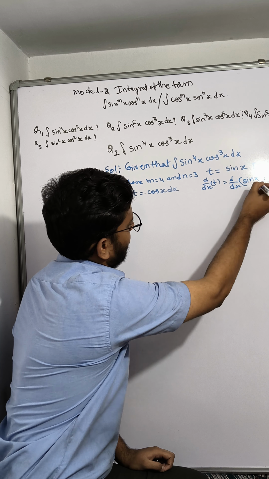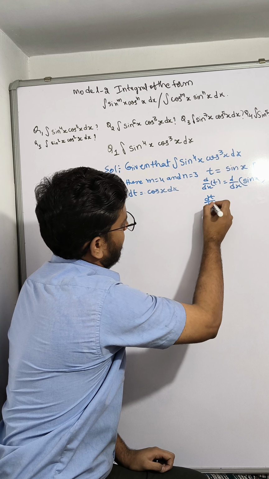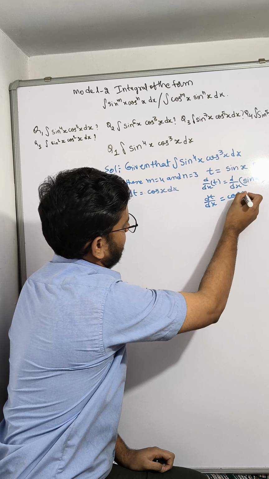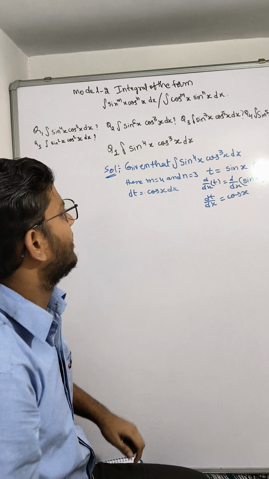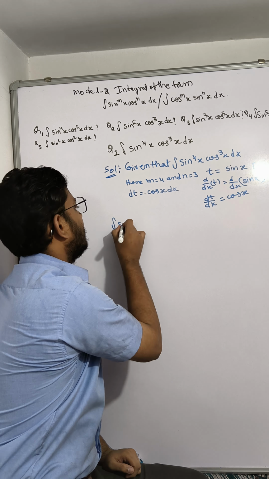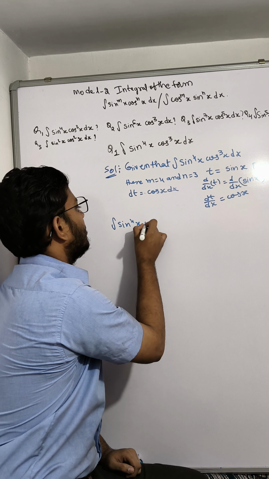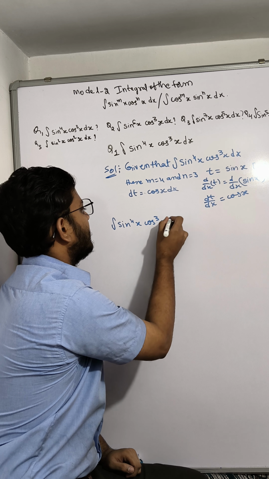Sin x means cos x. dt by dx is equal to cos x. Okay, dt is equal to cos x dx. Now integral sin to the power of 4x cos to the power of 3x dx.